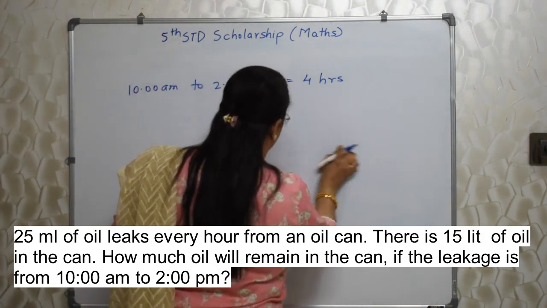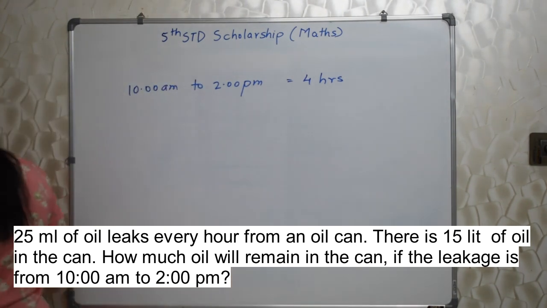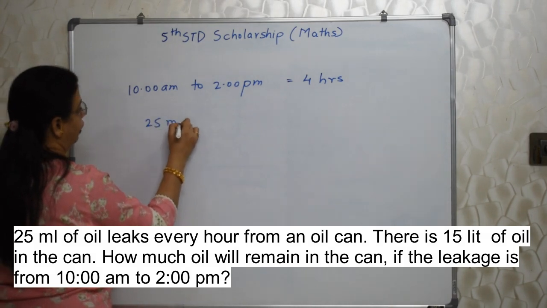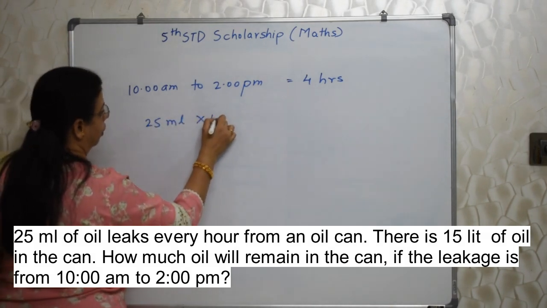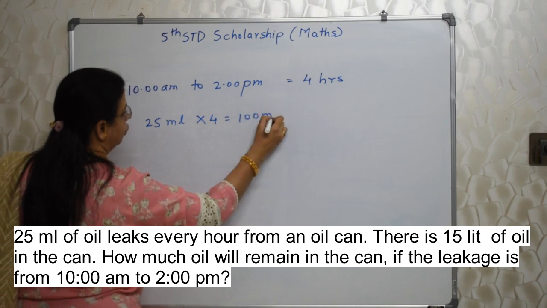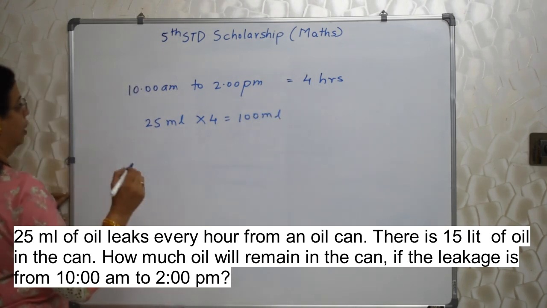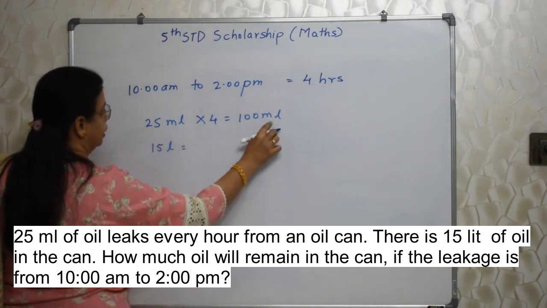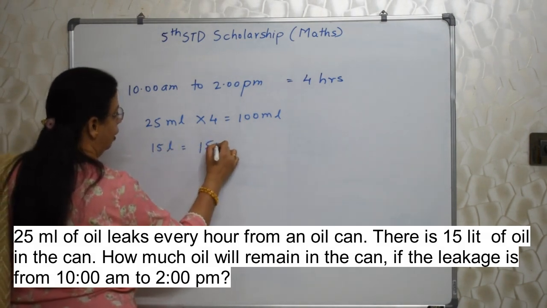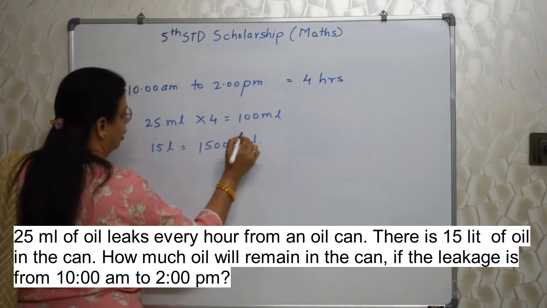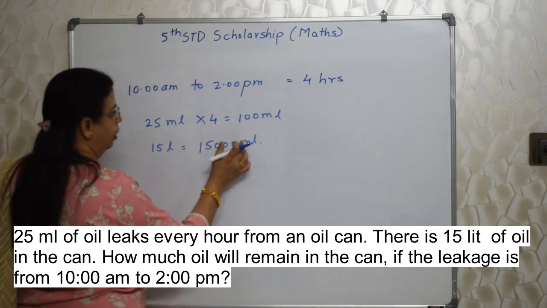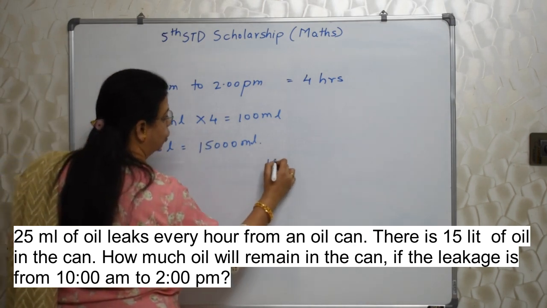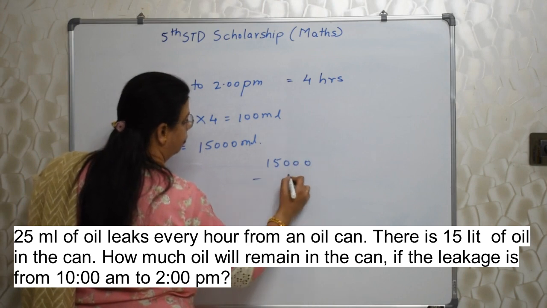Okay, so 4 hours, and every hour how much oil was getting wasted due to leakage? 25 ml. So 25 ml per hour into 4, that is 100 ml wastage of oil. Right, now total oil is 15 liters in the can. This is in ml, so let's convert this also into ml. So 15,000 ml. Out of this 15,000 ml, 100 ml is gone. Wastage, right? So we have to subtract the wastage.